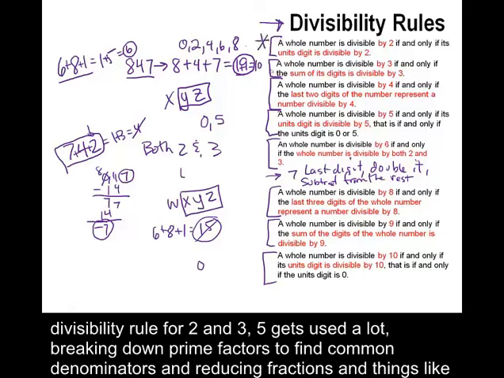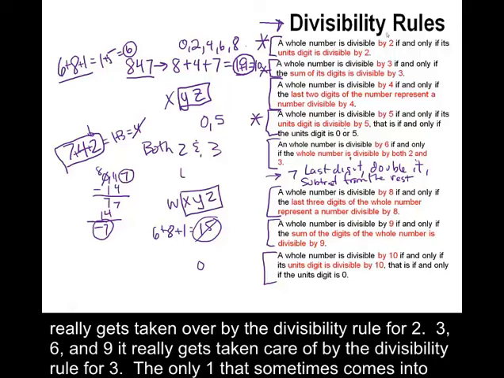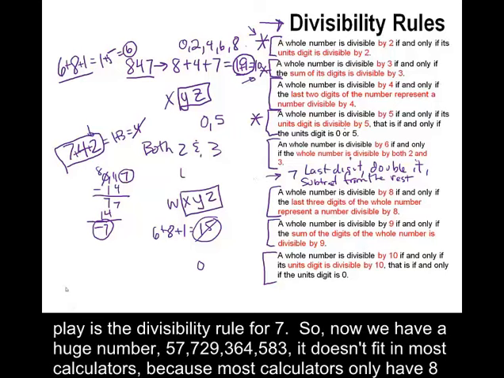The divisibility rule for 2 and 3, 5 gets used a lot, breaking down prime factorization to find common denominators and reducing fractions and things like that. Well worth the time invested to teach it to students and to learn it and use it yourself. The divisibility rule for 4 and 6 and 8 and 10 actually really gets taken up by the divisibility rule for 2. 3, 6, and 9 really gets taken care of by the divisibility rule for 3. The only one that sometimes else comes into play is divisibility rule for 7.